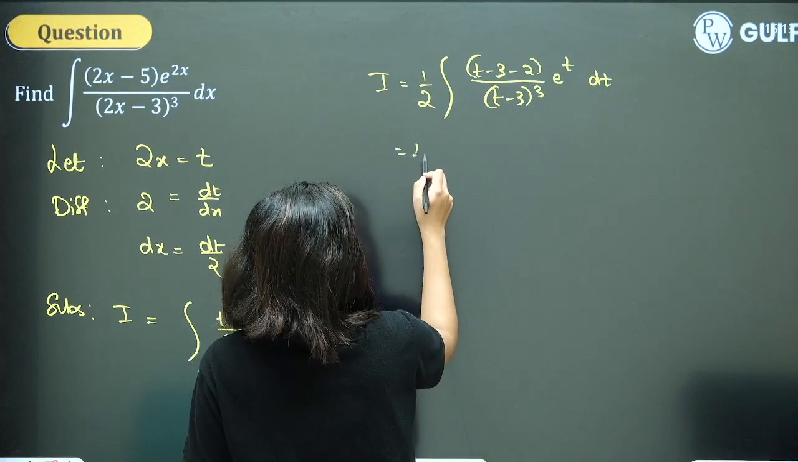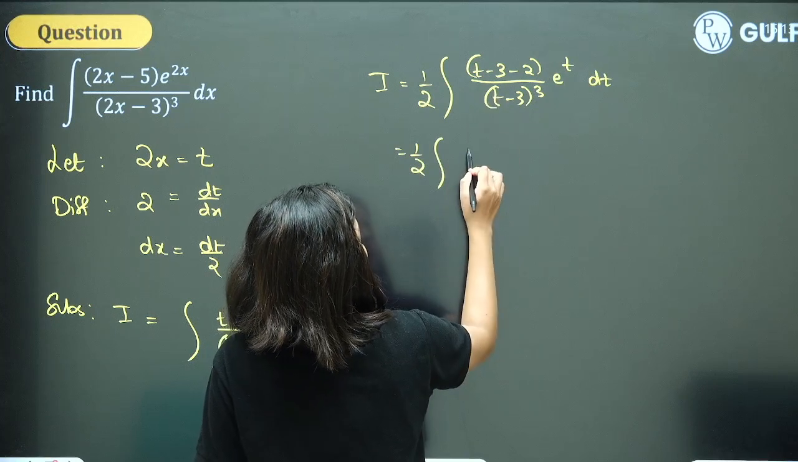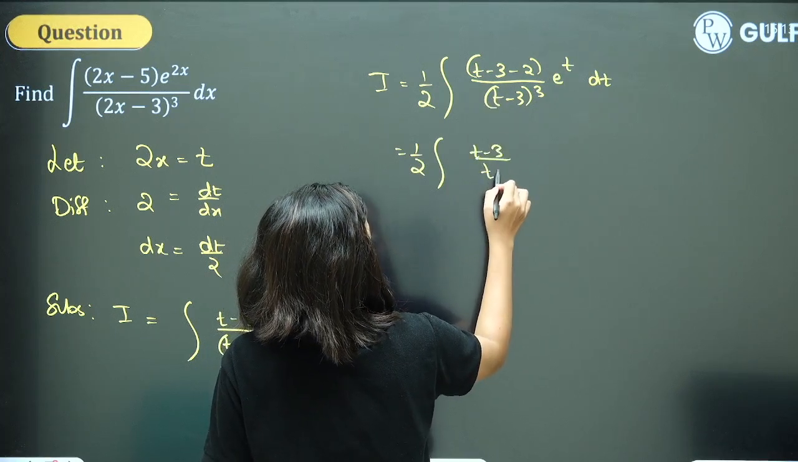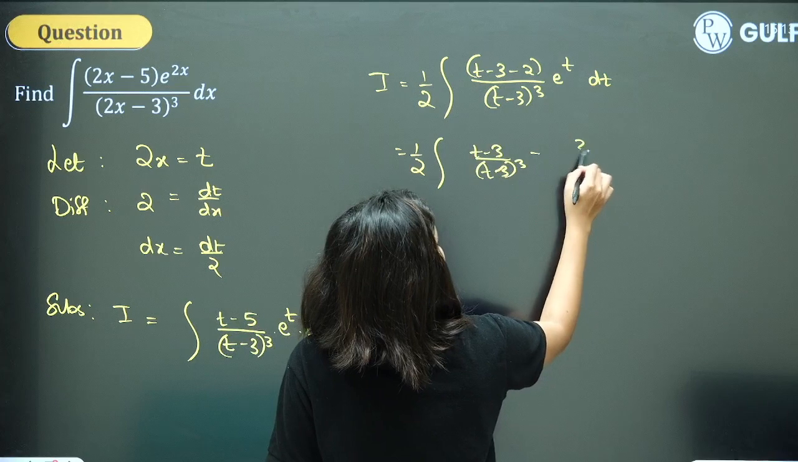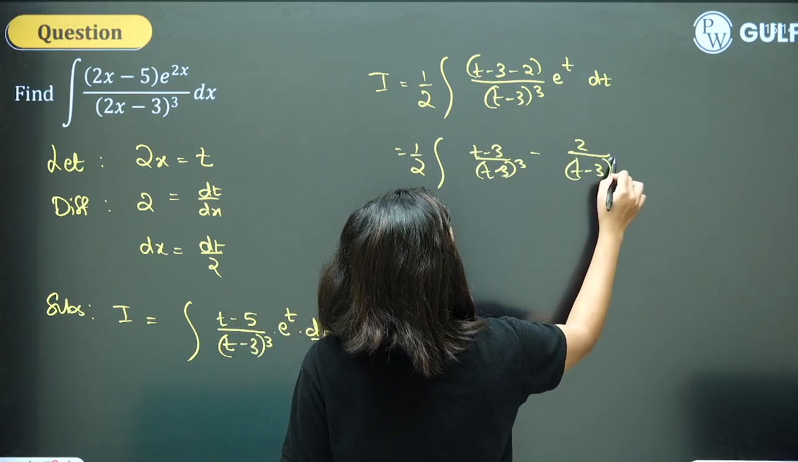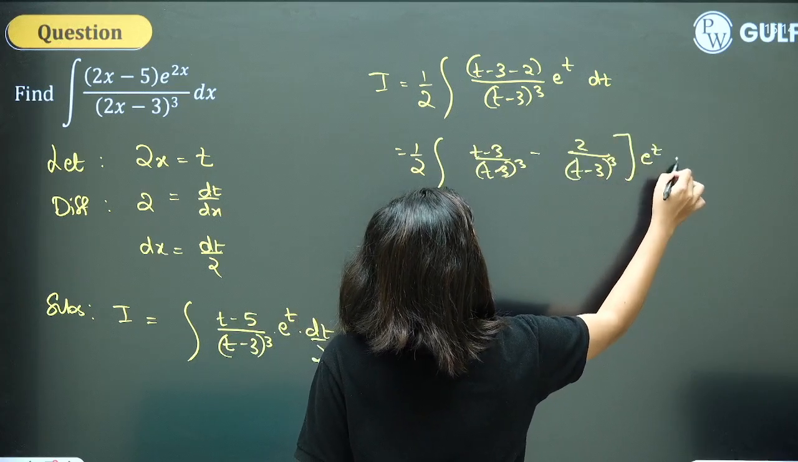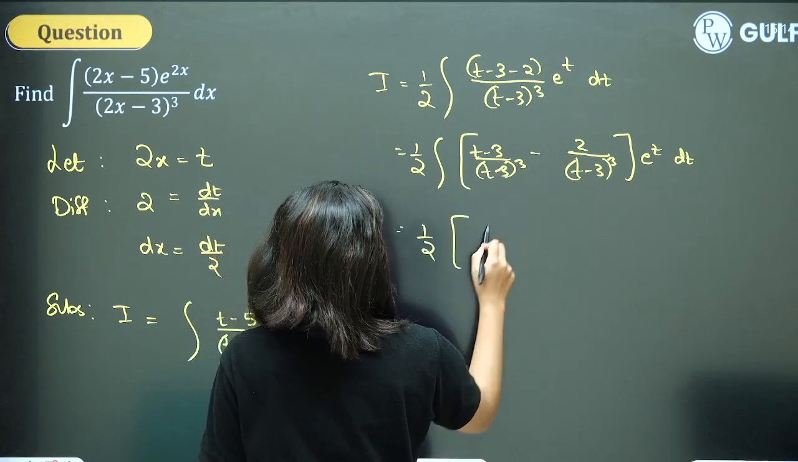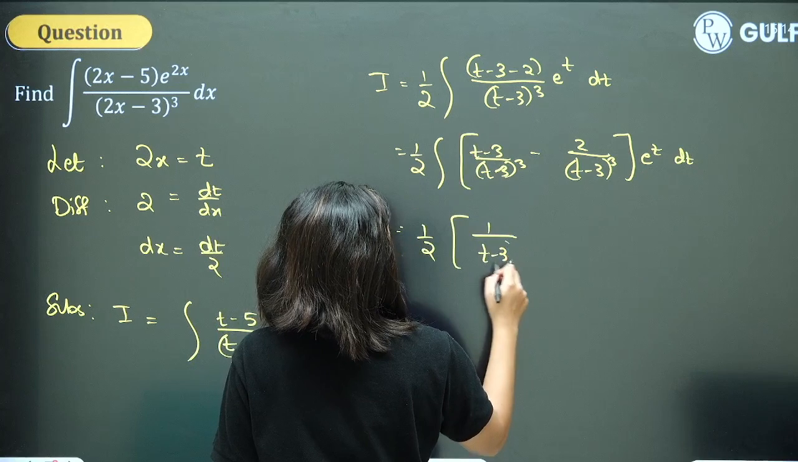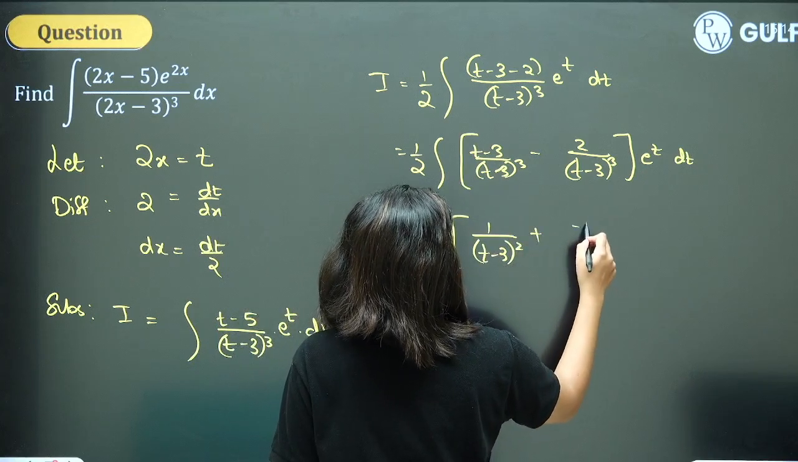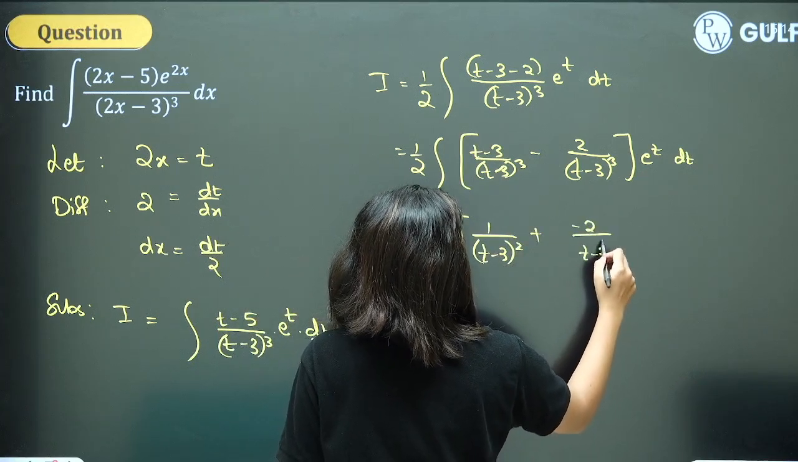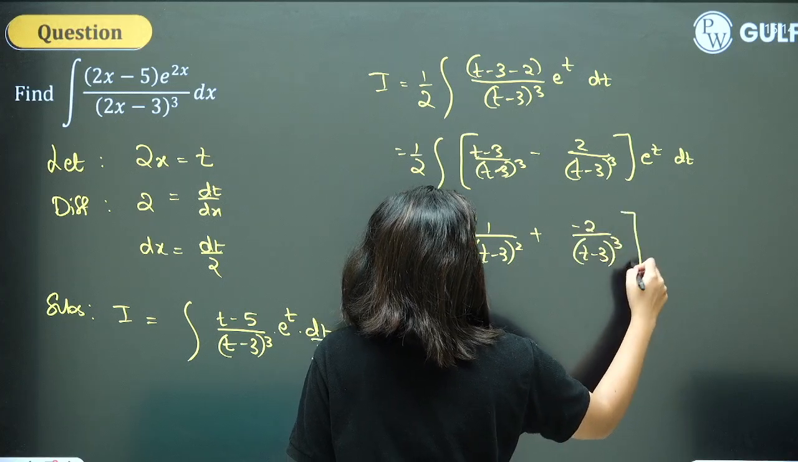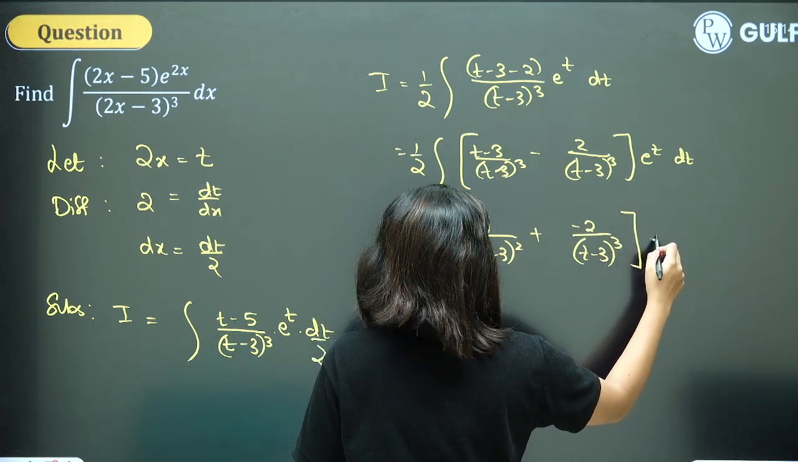Separate: t minus 3 upon t minus 3 the whole cube minus 2 upon t minus 3 the whole cube. No magic, it is all mathematics. 1 upon t minus 3 the whole square plus minus 2 upon t minus 3 the whole cube, e raised to t dt.